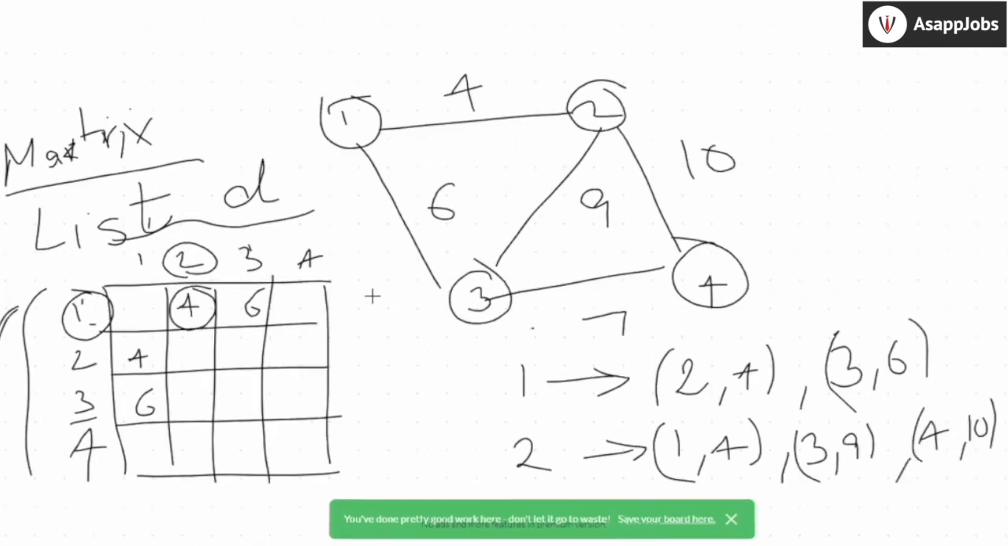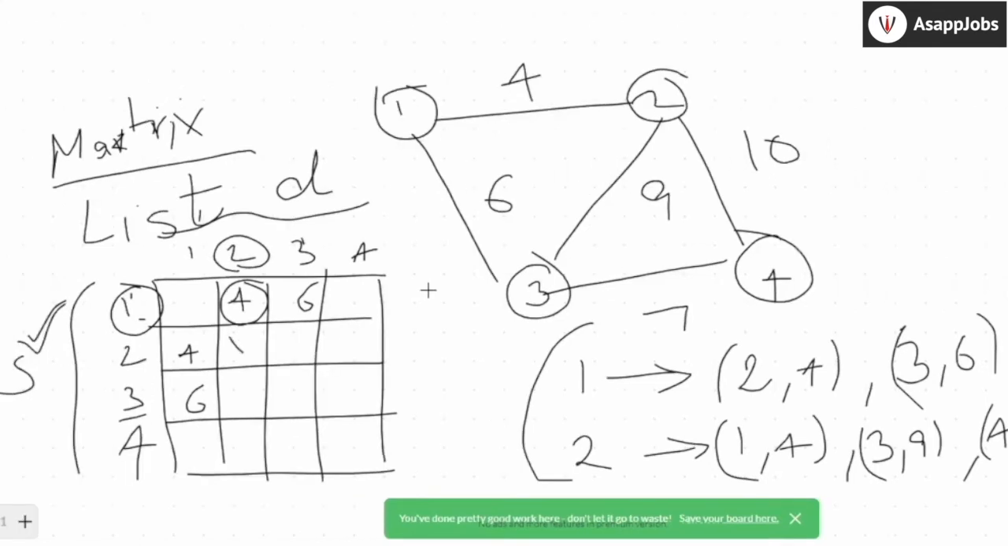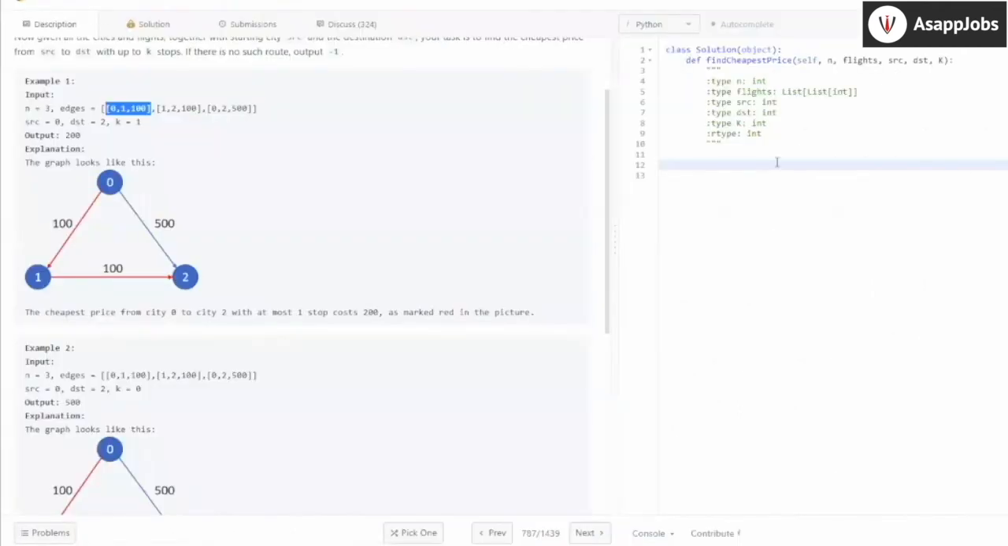Why is the second way more preferable? Because if your graph is sparse, then most of the columns or most of the matrices here will be empty. So you end up wasting way more space than is required. Okay. Now for our question, what we'll do is try to create our graph structure first.